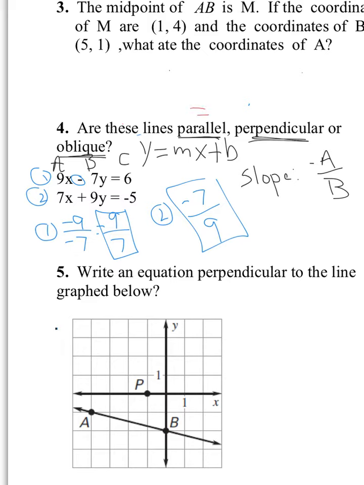If they're parallel, those would be the same fraction. They would be equal. Obviously, they are not. So if they were perpendicular, then they would be what we call opposite reciprocals, meaning one has a positive sign, one has a negative sign. Notice that's positive, that's negative. The other part is the number is flipped. Here we have 9 on top, 7 on the bottom. Here we have 7 on top, 9 on the bottom. Those are what we call opposite reciprocals. These are perpendicular. If neither of those two things occur, if they're not the same or they're not opposite reciprocals, then you would choose oblique. That's the third choice, basically meaning neither.